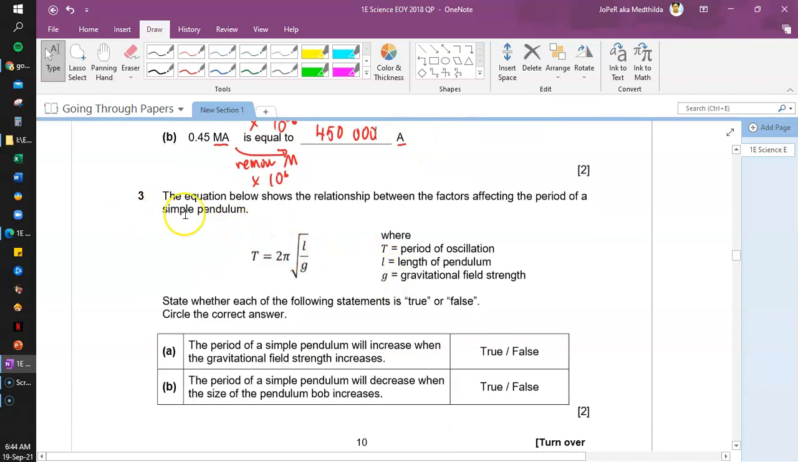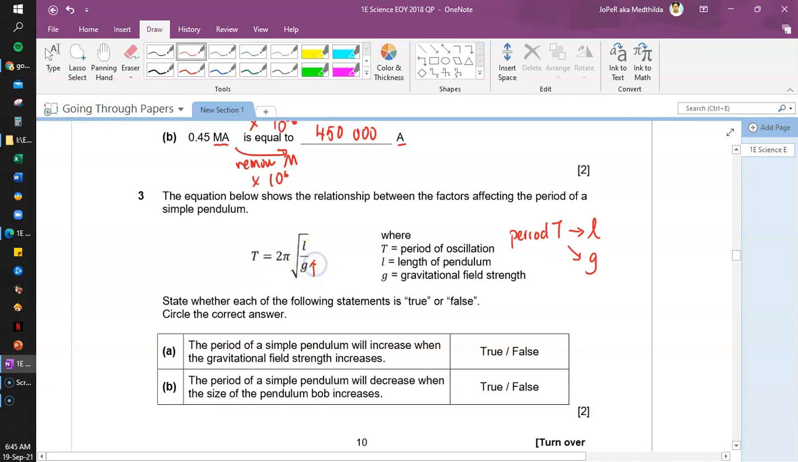Now for question 3, the equation below shows the relationship. State whether each of the following statements is correct or wrong. Based on the equation, you will know that the period, which is capital T, is only affected by the length and the gravitational field strength. Anything other than the length and gravitational field strength doesn't affect the pendulum. Hence, the period of the pendulum will increase when the gravitational field strength increases. Will it affect? Yes. But we look at the relationship here.